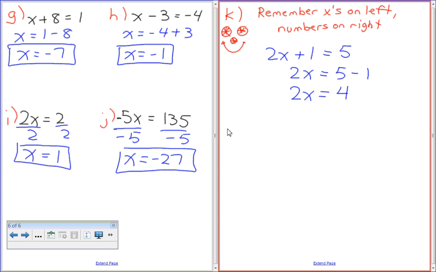Selena, 2x equals 4. Finish it off, please. Good. And what is 4 divided by 2? And just as a check, we can sub back in: 2 times 2 is 4, plus 1 is 5.